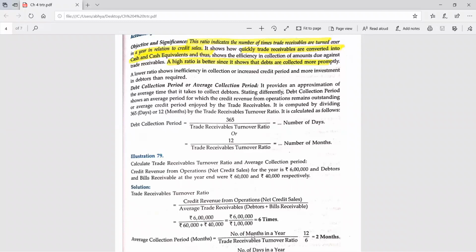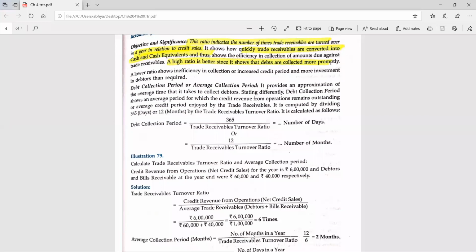So in that case, we need not calculate the average. In that case, you will be taking that amount of debtors and B/R only. Okay, so this is the easy question. Credit revenue from operations is given as 6 lakh, and this debt collection period is not part of the course, so I am not explaining it here, and you will not be doing this. So credit revenue from operations is 6 lakh, and debtors and B/R at the year end are 60 and 40.